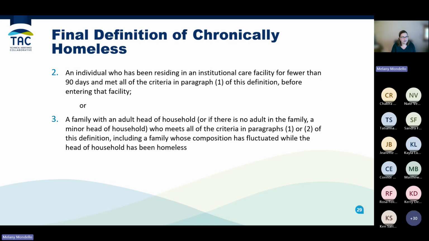It's written this way because, I think in the first iteration, they kind of forgot to add families because it was a demonstration project. So that is why families are noted in this third bullet. But don't be confused. Families definitely can still qualify for chronically homeless PSH units.